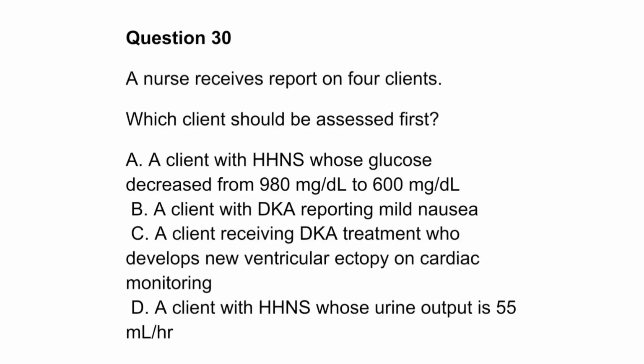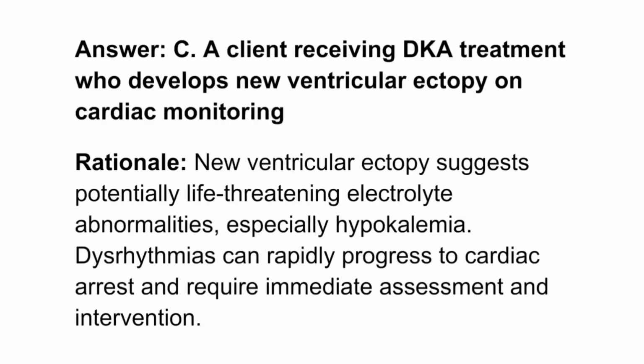A. A client with HHNS whose glucose decreased from 980 mg per deciliter to 600 mg per deciliter. B. A client with DKA reporting mild nausea. C. A client receiving DKA treatment who develops new ventricular ectopy on cardiac monitoring. D. A client with HHNS whose urine output is 55 milliliters per hour. Answer. C. A client receiving DKA treatment who develops new ventricular ectopy on cardiac monitoring.